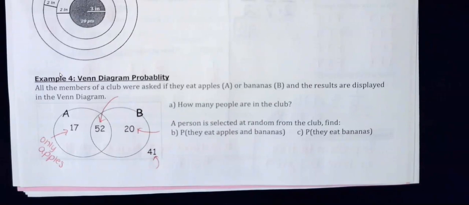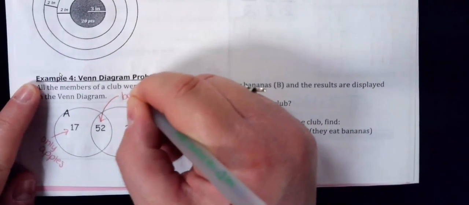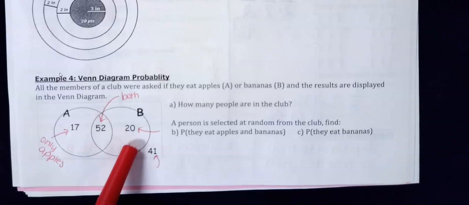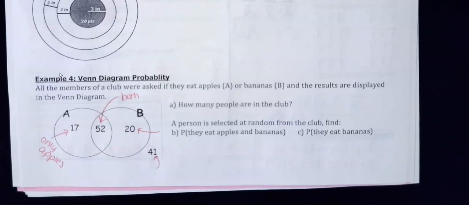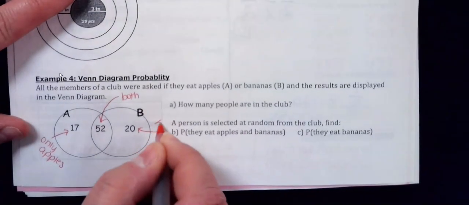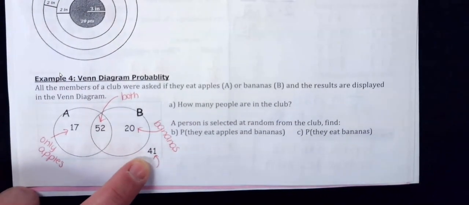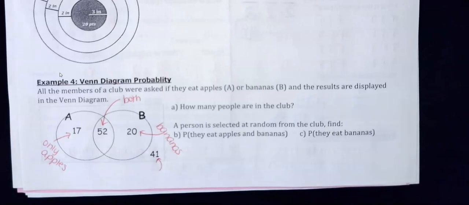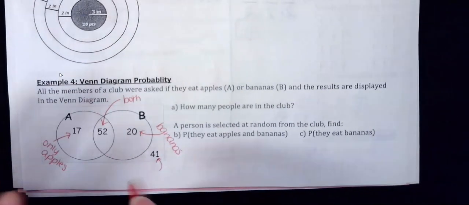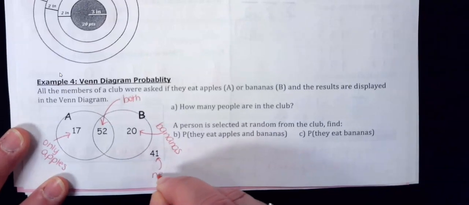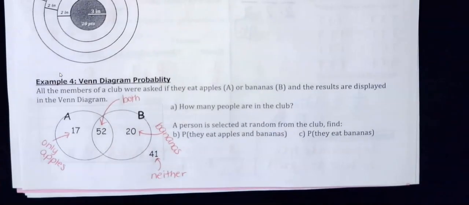Both. So all these people in the middle here, they eat both apples and bananas. The 20 would be just like the 17, just bananas. Okay, so the 20 would be just bananas. What is this, like 41 that's not in the circles? Neither. Good. Okay, so if you're not involved in the Venn diagram, but it's still in the picture, that means there's 41 people in this club that don't eat either one. Okay, so this is still experimental probability. Now, how would you take that Venn diagram to figure out how many total people are in the club?